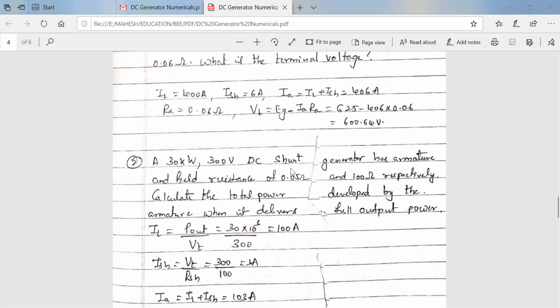And next one, here a 30 kilowatt, 300 volt DC shunt generator has armature and field resistance of 0.05 ohm and 100 ohm respectively. Calculate the total power developed by the armature when it delivers full output power. He has given the total output power, that is 30 kilowatt. So P out is given, and the terminal voltage also, that is 300 volts. Vt is given. We need to calculate the total power developed by the armature, that is Pa.